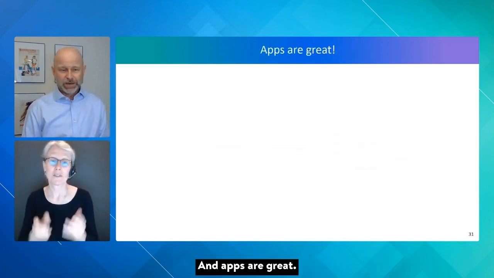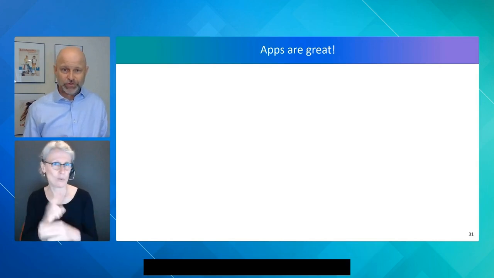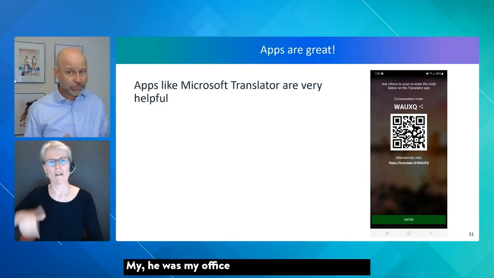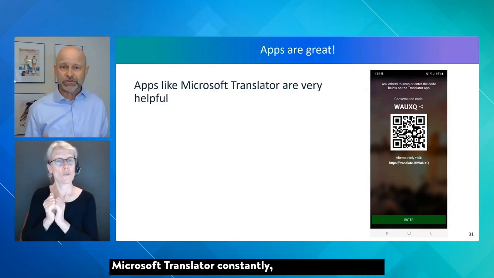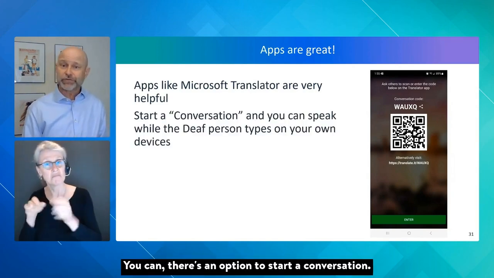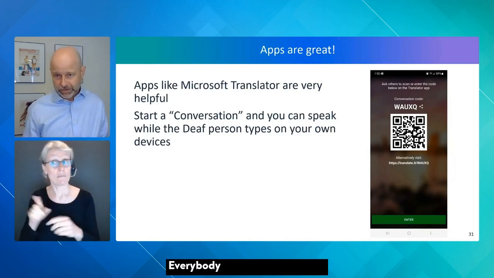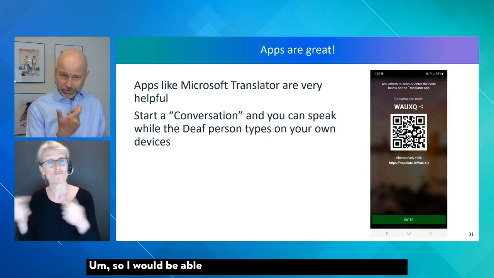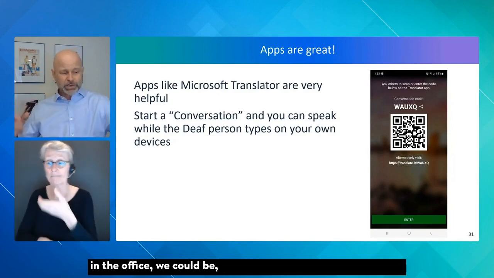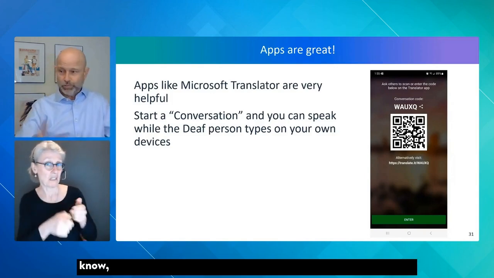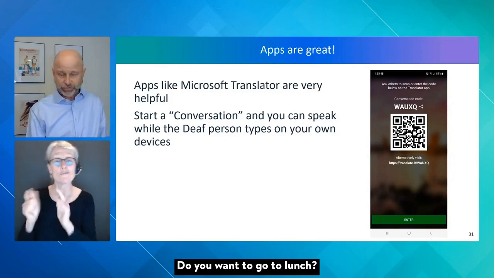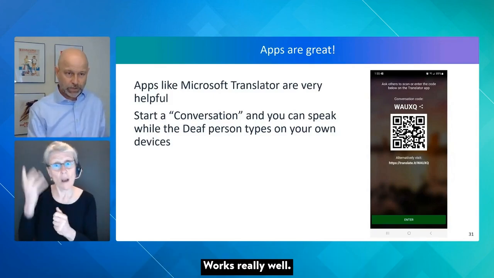And apps are great. They allow you to facilitate a conversation with someone who is unable to hear you. On a prior team, I had members who were deaf. He was my office mate, actually, and we used Microsoft Translator constantly, very, very effectively. There's an option to start a conversation. We can each use our phones. Everybody now carries a phone. So I would speak into it and he would type, and we could be in the same office, walking around the building, not even in front of each other. We'd be having a conversation like, hey, where are you? Do you want to go to lunch? Let's grab a cup of coffee. Okay, great. Works really well.